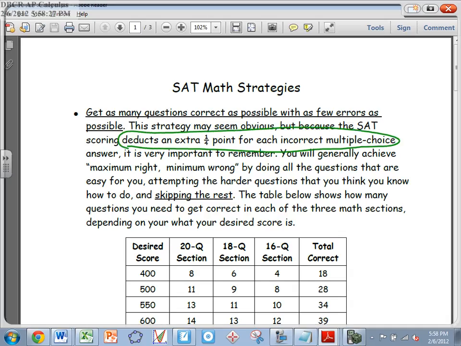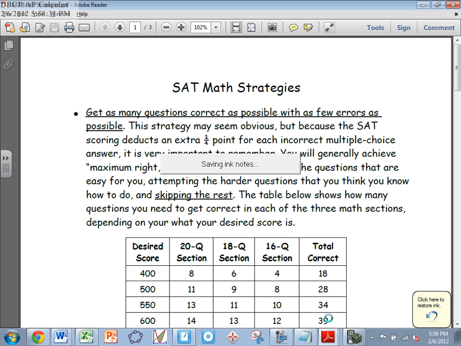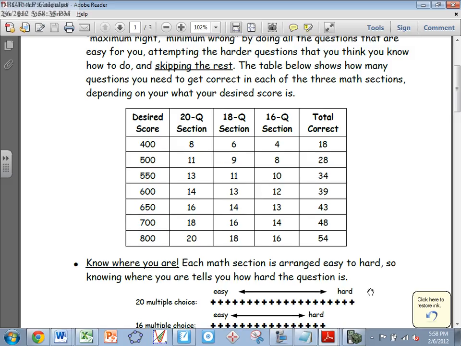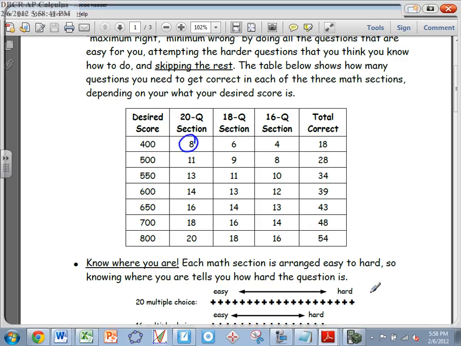So when we're taking a look at this scheme, we want to think to ourselves, what is my desired score here? If in a perfect world you got none wrong, and you answered only questions that you knew you got right. So let's say you answered 8 out of 20 in the first section, only 6 out of 18, and then you only answered 4 in the last section. But you got every one of them right. That's 8 plus 6 plus 4, which is 18 points. Well, that's 18 out of 54. And 18 out of 54 is approximately a 400 on the SAT.